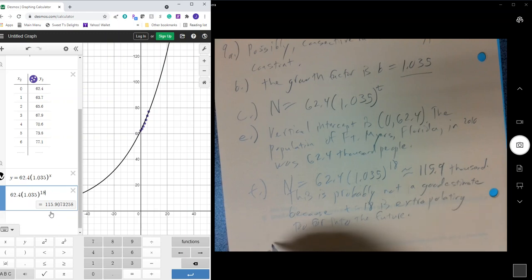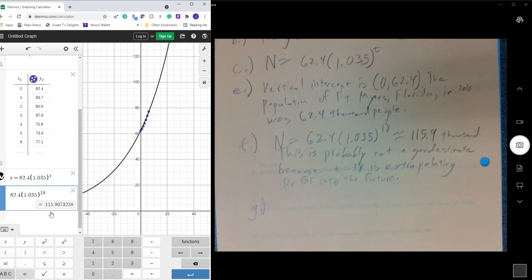Okay, now we go to G. Now remember, because we're talking about population, the reason why it says it's extrapolating too far into the future is because anything can happen in 18 years. That's a long time to make an estimate with population.